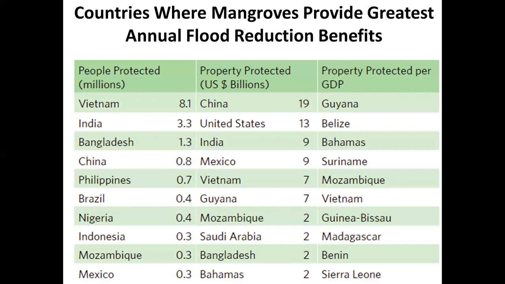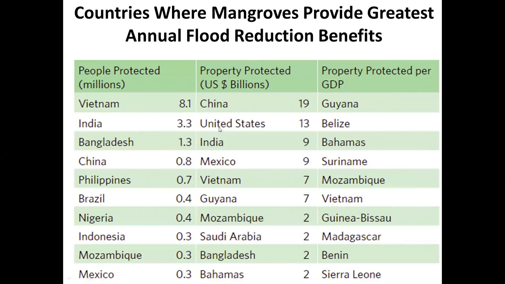avoided damages. If we look at the top 10 ranks, we can look at the people protected by mangroves, and this is millions of people annually, Vietnam, India, Bangladesh, China, ranking near the top of those lists. In terms of property protected, it's important to note that the U.S. actually ranks second in this list in terms of property protection benefits from mangroves, at $13 billion annually.